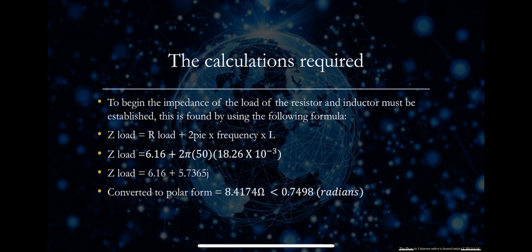The calculations that were required. To begin, the impedance of the load of the resistor and inductor must be established. This is found by using the following formula. Z load is equal to R load plus 2 pi times frequency times L, which we got to be 16.6 plus 5.7365 j. Then we had to convert it to polar form, which we ended up getting 8.4174 ohms, angle 0.7498 radians.